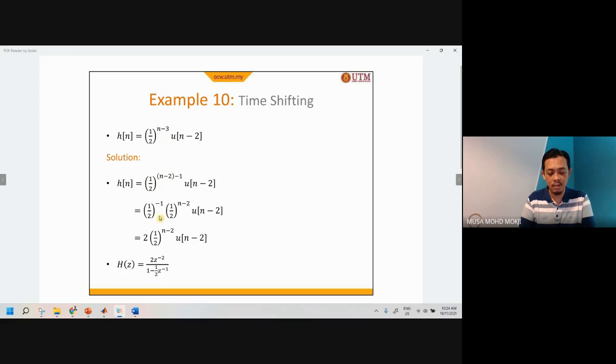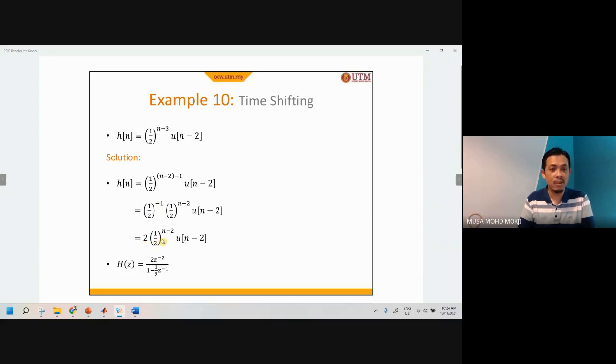So this is actually equal to 1 over 2 to the power of minus 1, so we bring that minus 1 out. And you have 1 over 2 to the n minus 2, and this is n minus 2. So now we have the same delay, then we can use the time shifting properties table. And 1 over 2 to the power of minus 1 is simply equal to 2.